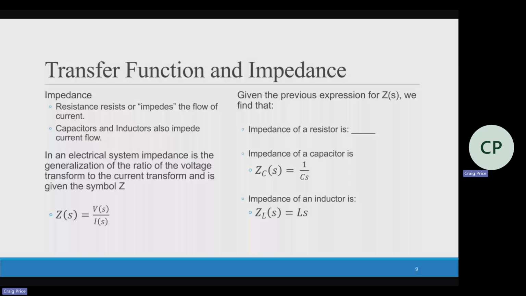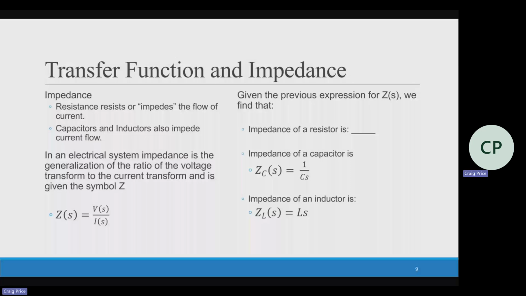So the transfer function and impedance. The definition of impedance is really just resistance. So obviously resistors resist the current flow, but capacitors and inductors also have their own impedance. They do slow the current down a little bit, just how they're set up.